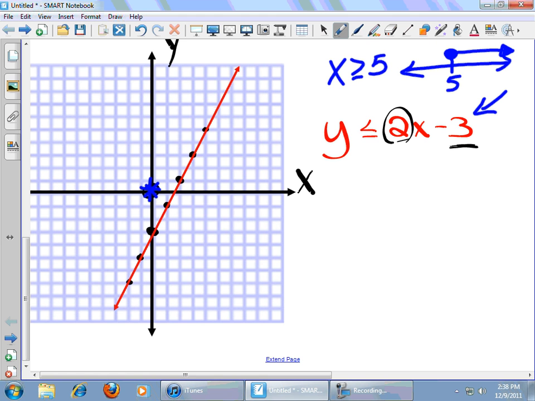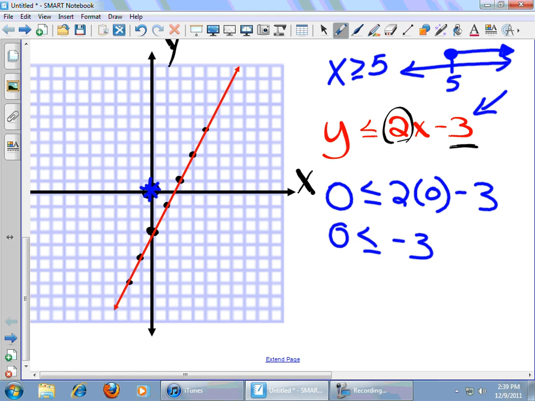By the way, I can't pick the origin if the line goes through the origin. All right, so I'm going to pick the origin. My line is not going through it. I'm going to plug in 0 for y, 0 for x, and see if I get a true statement. So 0 is less than or equal to 2 times 0 minus 3. Simplifying the right-hand side tells me that 0 is less than or equal to negative 3. How? 2 times 0 is 0. 0 minus 3, negative 3.